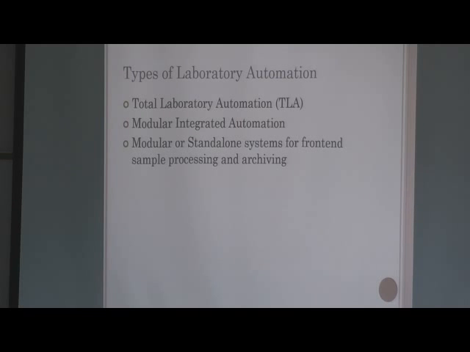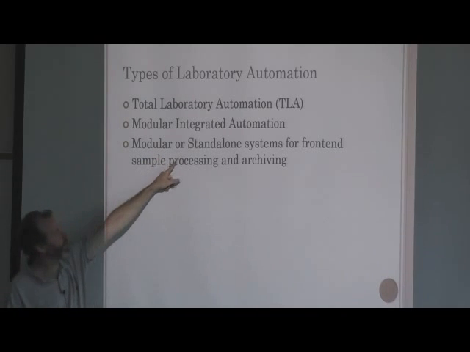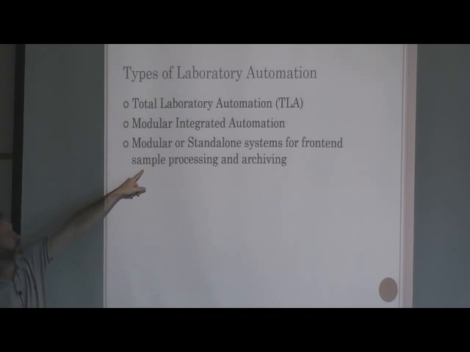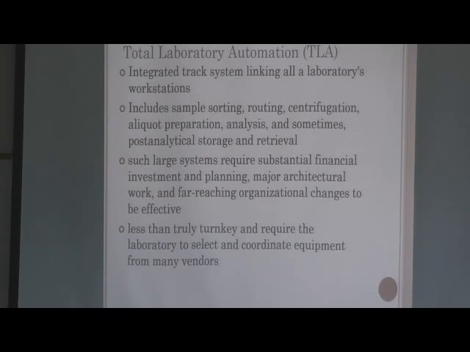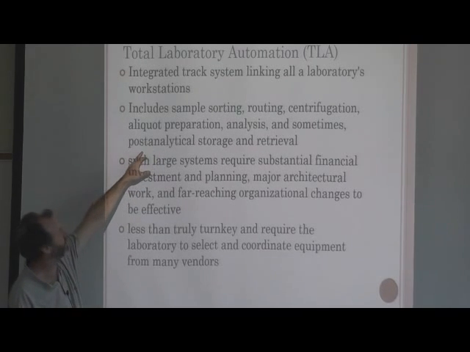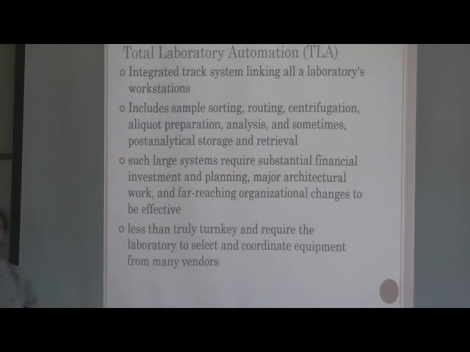You have total laboratory automation, there's modular integrated automation, and then modular or standalone systems for front-end sample processing and archiving. So there's the three different types of automation. Your total laboratory automation basically works with this integrated track system that links all the workstations. Includes sample sorting, routing, centrifugation, aliquot preparation, analysis, and sometimes post-analytical storage and retrieval.